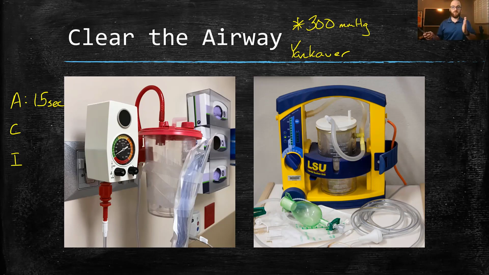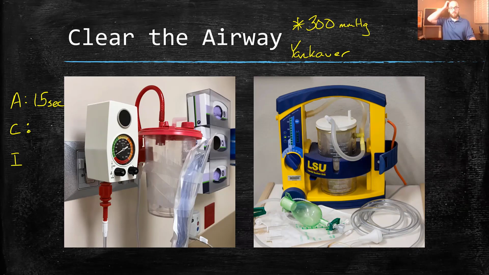What they'll say, which is a very book answer, is suction for 15 seconds, and then if you need to, you can go back and bag the patient for 2 minutes before we go back and suction for 15 seconds again. So we keep alternating: 15 seconds of suction, 2 minutes of ventilations, 15 seconds of suction, and 2 minutes of ventilation. So 15 seconds is for an adult.